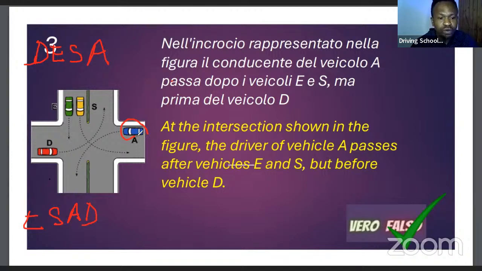That is to say, vehicle A will be the one to pass before vehicle D, which is not correct, because vehicle D is the first to leave the intersection, and also is the only vehicle in this case that is not having a vehicle intersecting him from his right hand. So the answer is false, because the order of precedence is not ESAD, rather it is DESA or DSEA. So the answer is false.